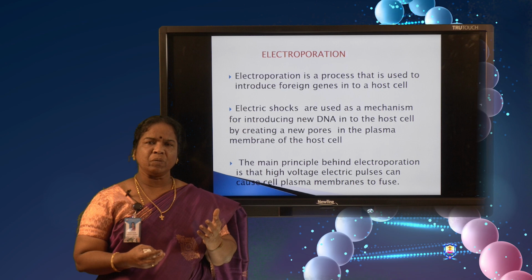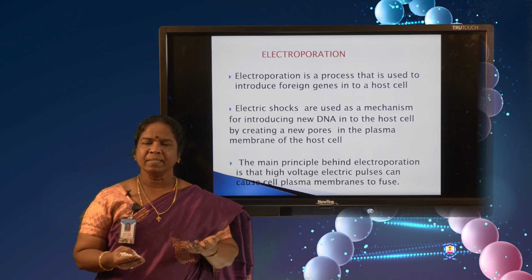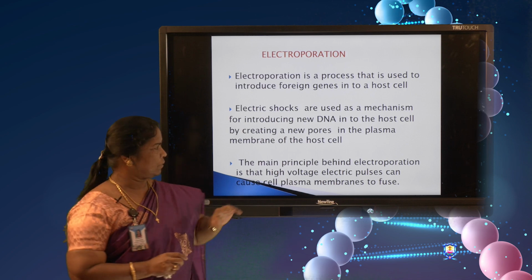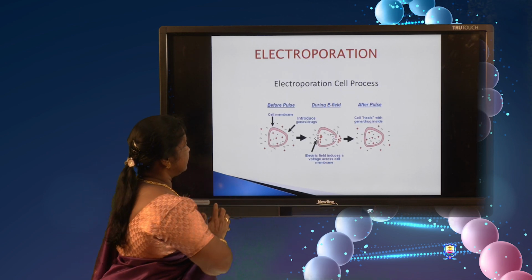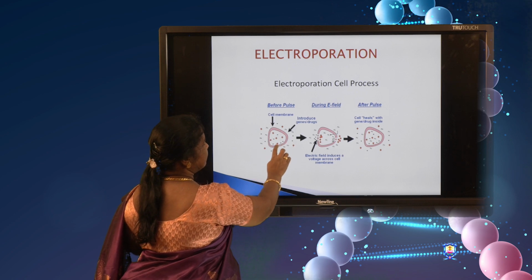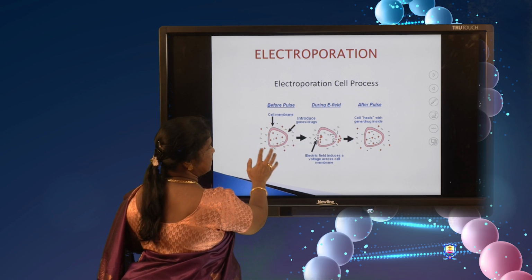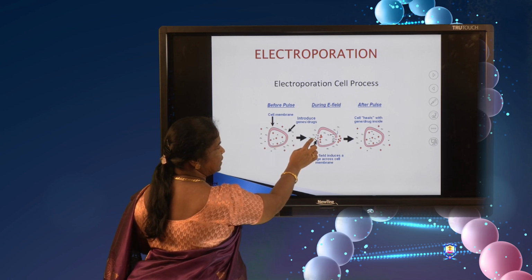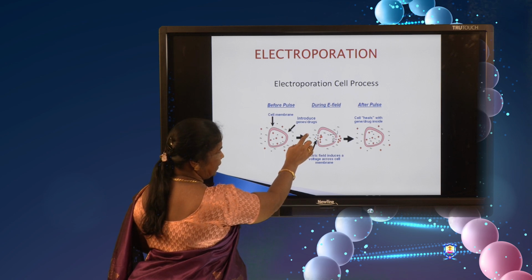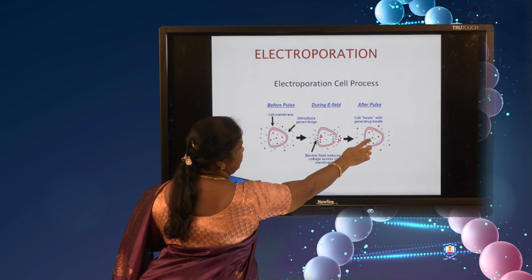The main principle involved in this technique is that high voltage electric pulses can cause the plasma cell membrane to fuse. This is a diagram for electroporation. Here you can see the cell surrounded by the plasma cell membrane. We apply a high voltage electric shock, which creates pores on the cell membrane. You can see a pore is created here. Through this pore, the foreign gene enters inside the host cell, and then it binds with the host genome to form new cells.